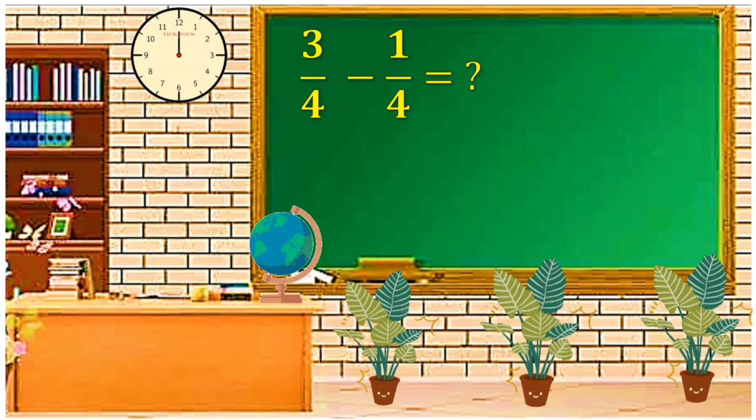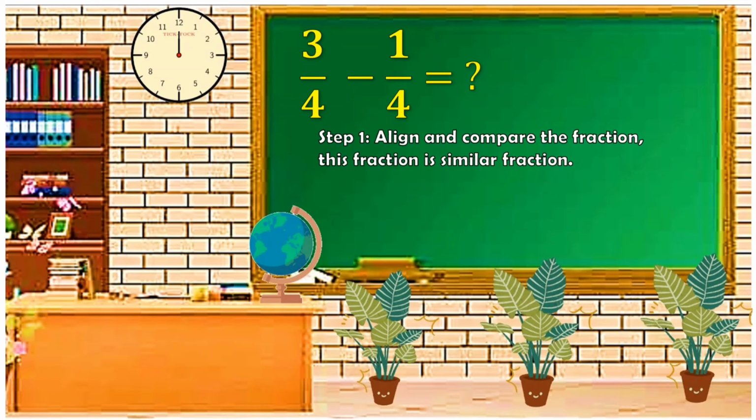3/4 minus 1/4 equals. Let's have the steps in subtracting fractions. Step 1. Align and compare the fractions. These fractions are similar fractions because they have the same denominator.